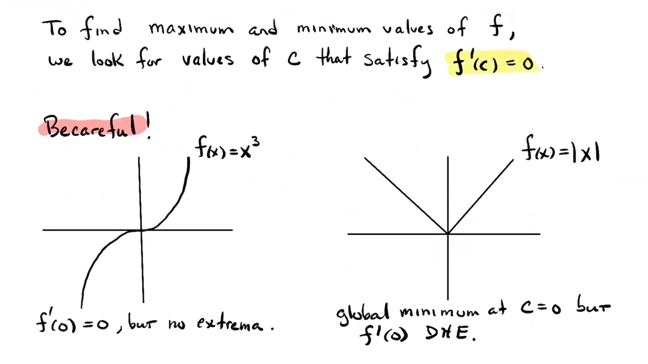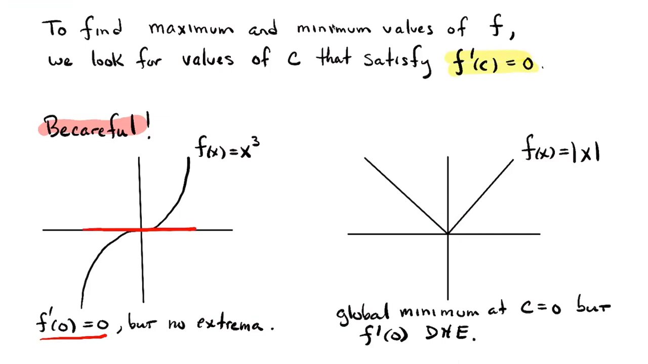But we need to be a little bit careful because sometimes you have one of these numbers that makes the derivative 0, but you don't get an extrema there at all. If we looked at the tangent line to this cubic function at x equals 0, that tangent line is certainly flat, but there's no extrema there, right? The f of 0 is not a minimum value, it's not a maximum value for the cubic function. It's doing neither.